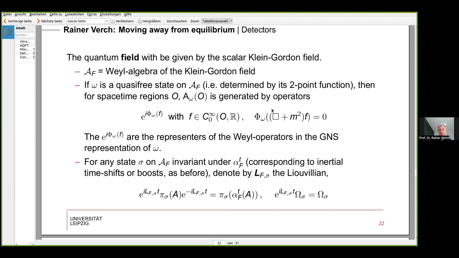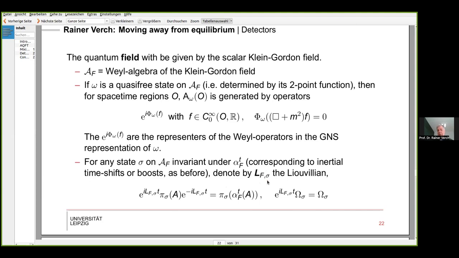And to say that we have a Klein-Gordon field means that in such a distributional sense, these field operators fulfill the Klein-Gordon equation. And then actually these e to the i phi omega f are the representatives of the Weyl operators in the GNS representation of omega. And again, if we have an invariant state on this Weyl algebra under a one-parametric automorphism group, in our case corresponding either to inertial time shifts or boosts as before, then we denote by L_F the corresponding Liouvillean.